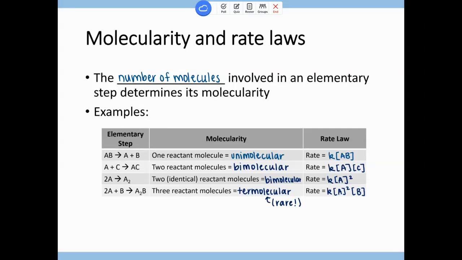Now we can only go directly from elementary step to rate law if we know it is an elementary step and not an overall reaction. But we can use elementary steps to describe the rate law for an overall reaction, and we'll do that later in a couple of slides.